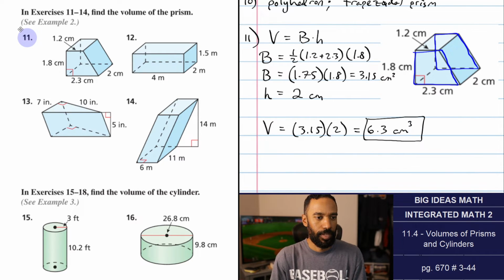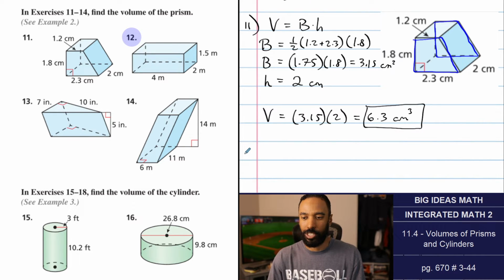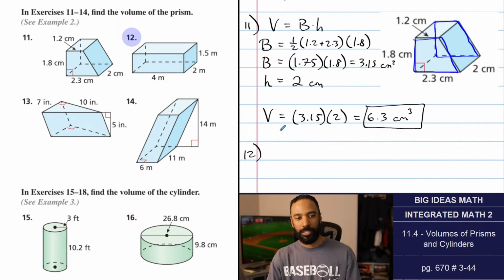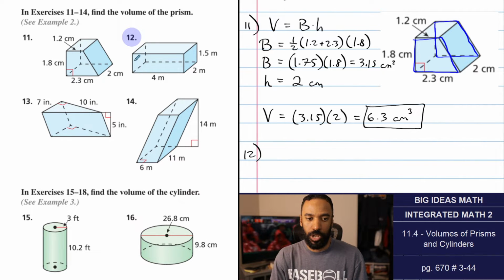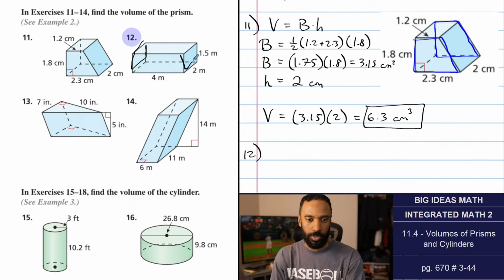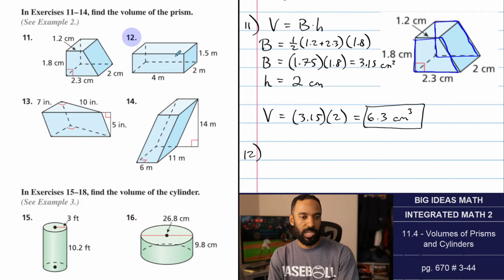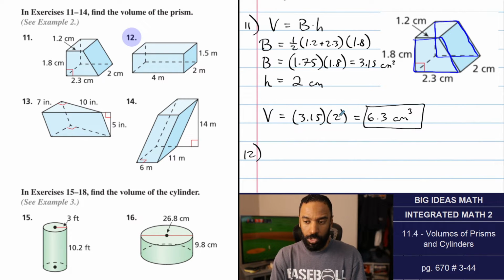Number 12. 12 seems a little bit easier. Now, there's more than one way to do something like 12 because it's a rectangular prism, so which ones are the bases? As long as they're opposite each other, they're bases. You can have the front and back. You can have the bottom and top, which is more conventional. I'll probably do that. Or you can do the left and right. As long as the height is what separates your bases, it won't matter which one you do.